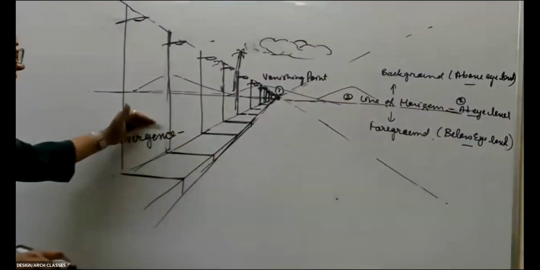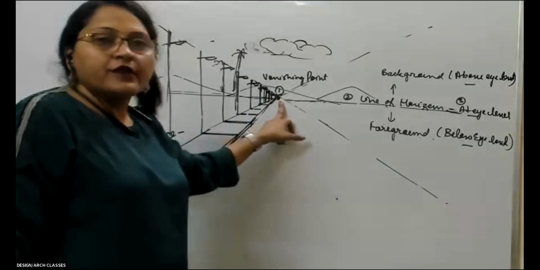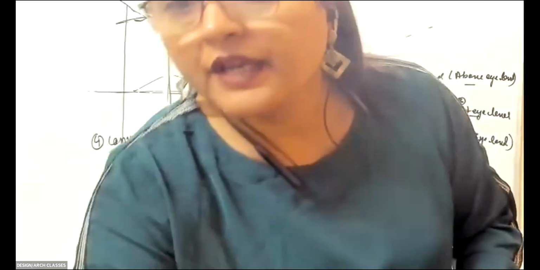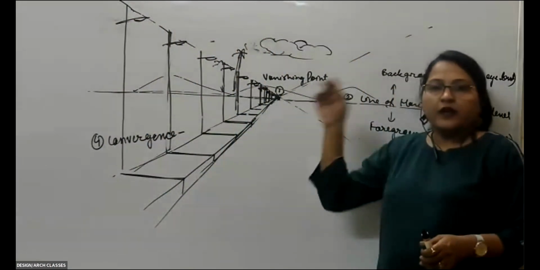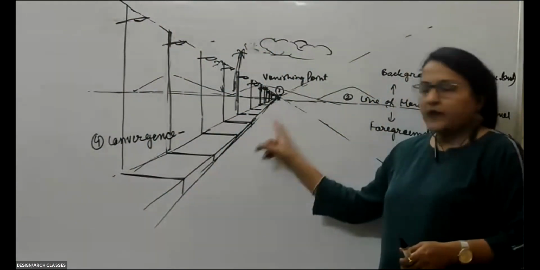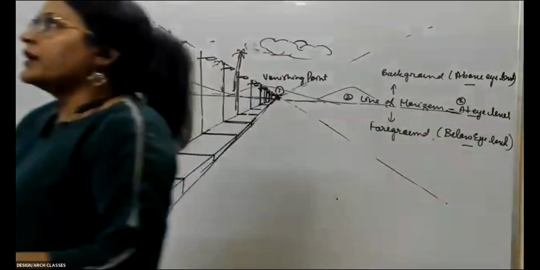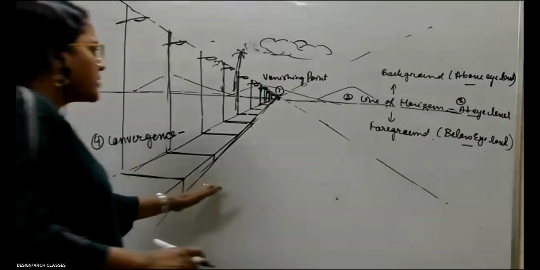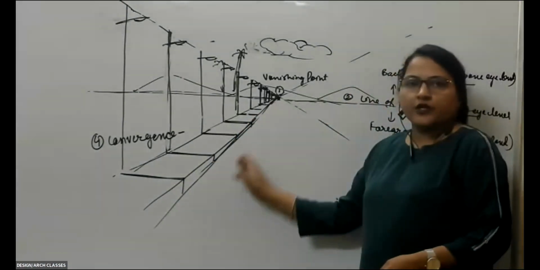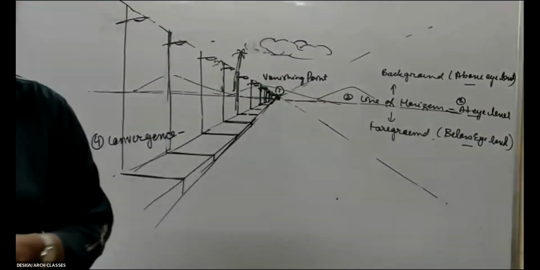As we move near to the vanishing point, gives an illusion of distance or depth in a picture plane. This is known as convergence.